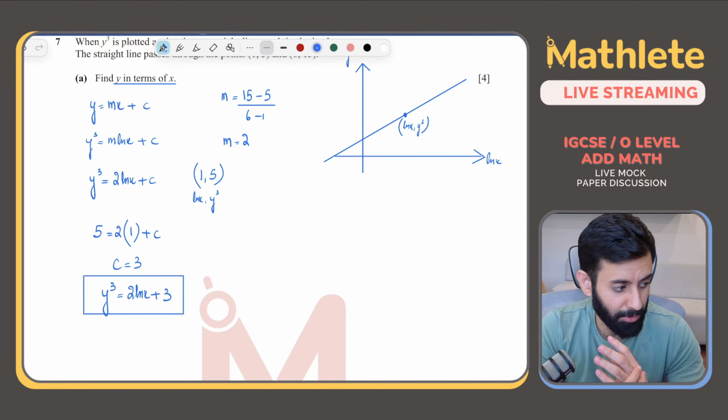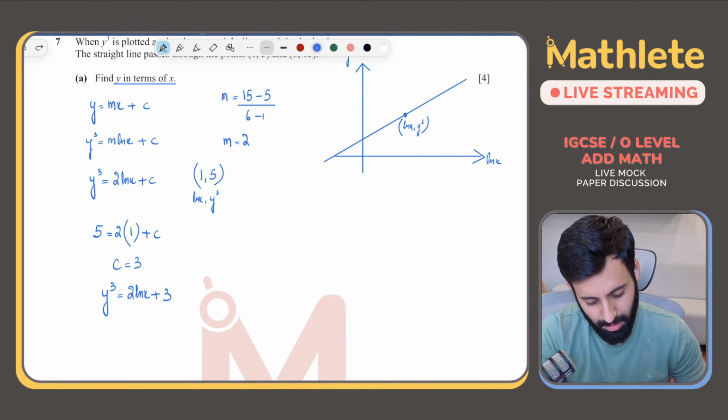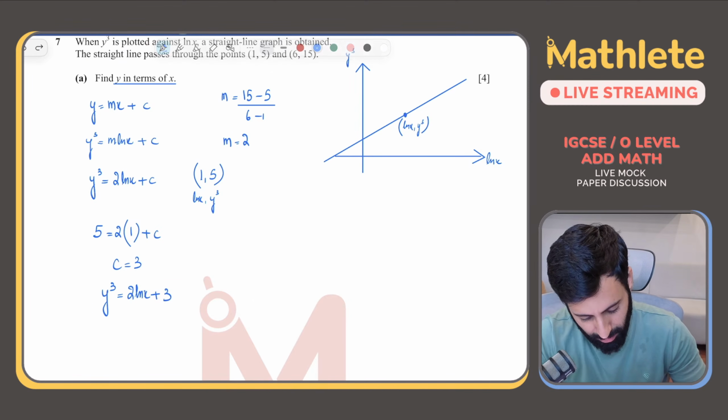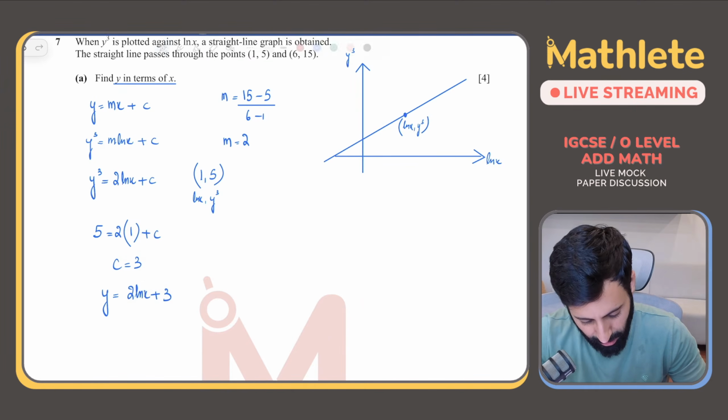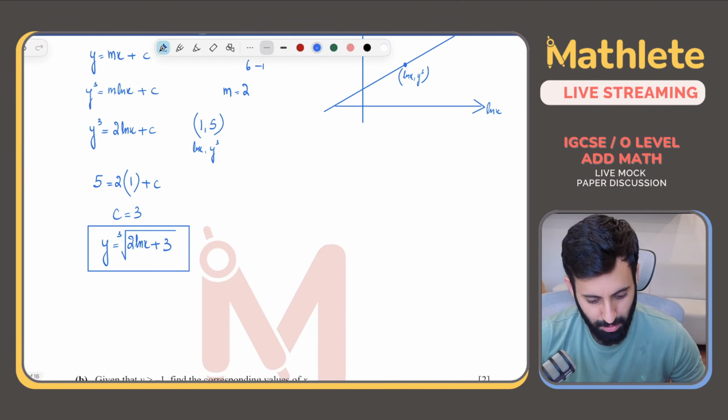This is wrong, you can't leave it over here. The question deliberately says find y in terms of x. So that means this is not the final answer, and if you do leave it over here, expect marks to be deducted. The question said find y in terms of x, so you will not stop till you've made y the subject. So y is equal to cube root of 2 ln x plus 3. Is that clear?